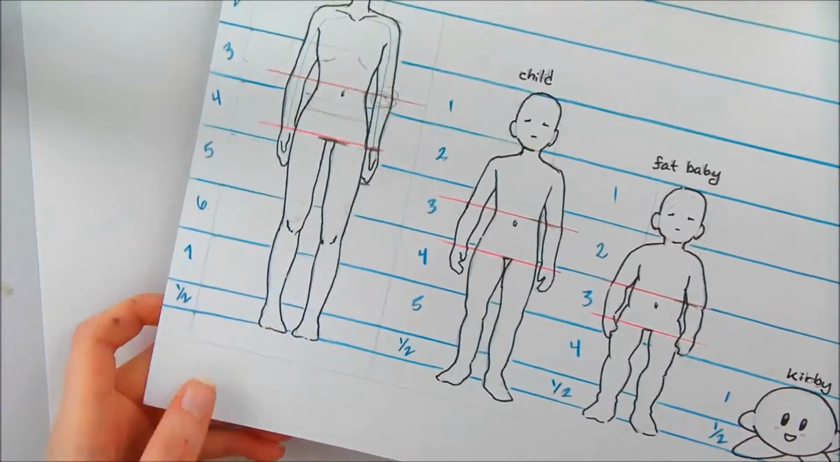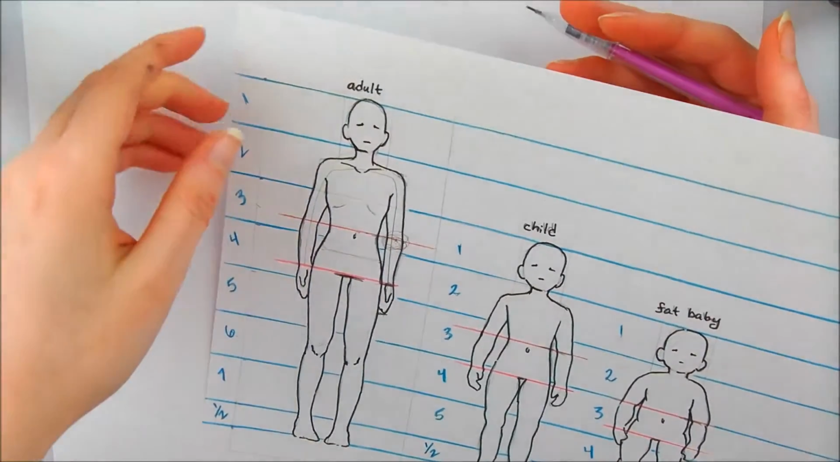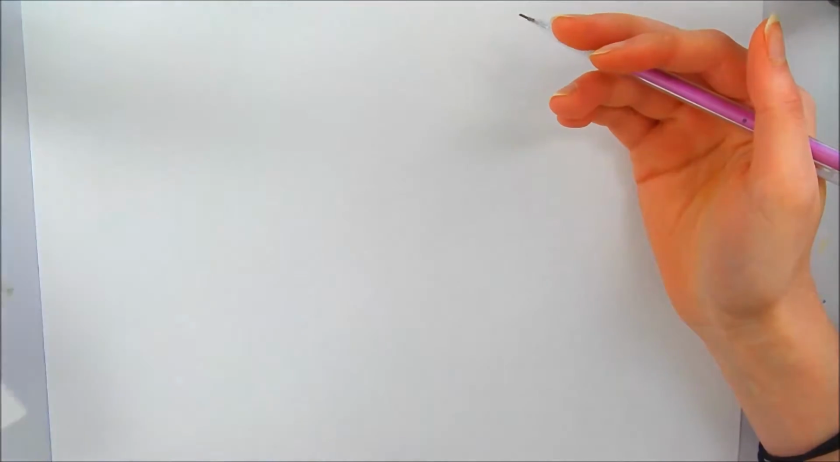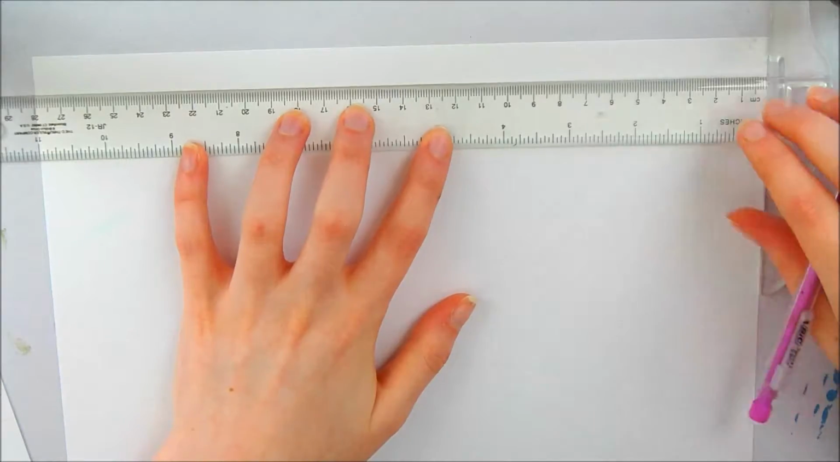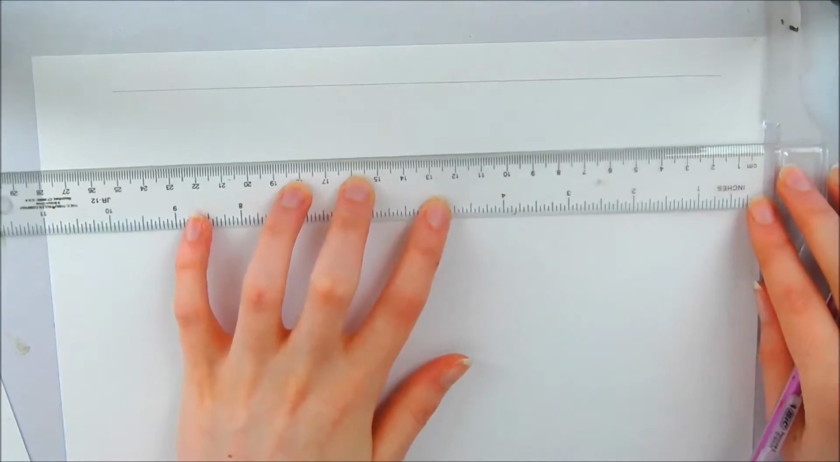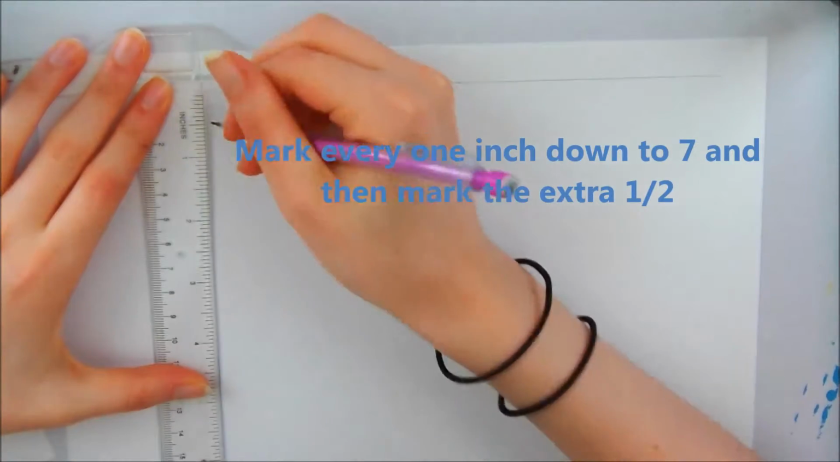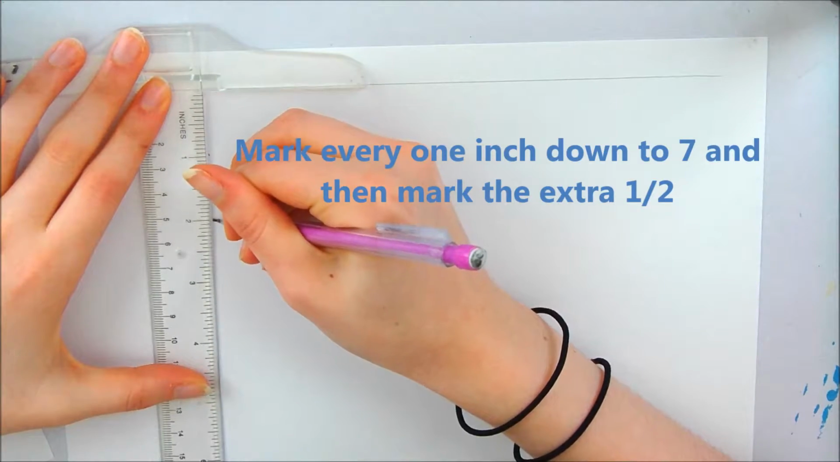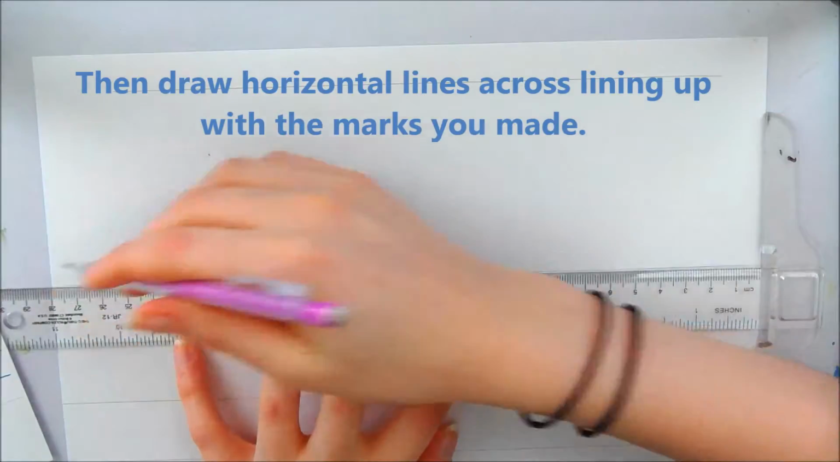Okay, I'm going to do a step-by-step how to draw a person in proportion like this. You don't really need to draw all these lines for how many heads tall it's going to be if you don't want to. But for this demonstration, I will do it for you. I can't fit the ruler with the camera. 7.5 inches. And then mark it.